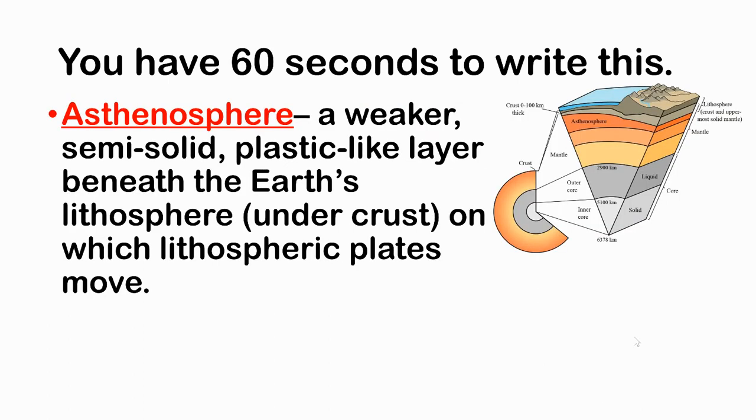Okay, the asthenosphere is a weaker semi-solid plastic-like layer beneath the Earth's crust. And they call that the lithosphere, on which the tectonic plates move around. Right? Sometimes they call it the lithospheric plates. Don't get too hung up on this terminology, but I just want to introduce to you that there are parts of the crust, right?